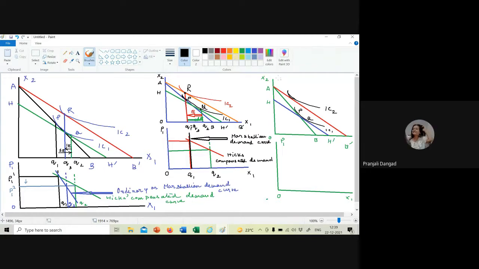Ma'am, does the demand become positive here? Yeah, positive slope. Yes, very good.